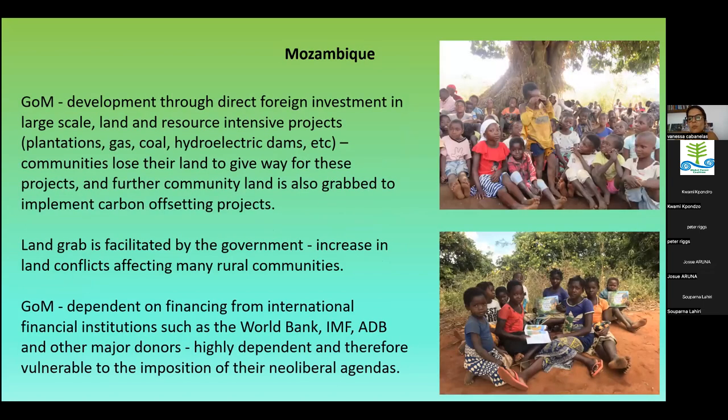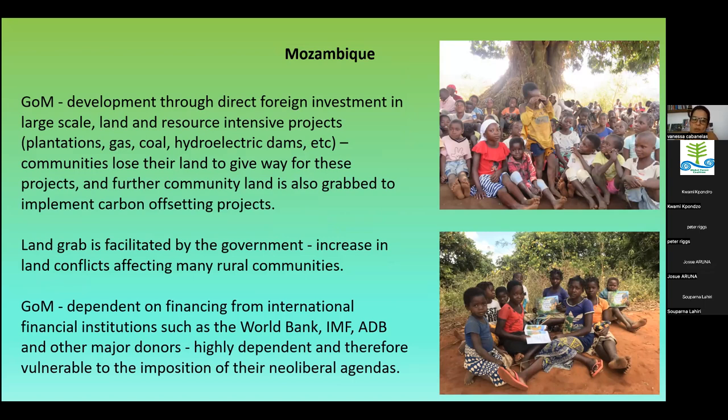The government of Mozambique believes that development of our country will be done through direct foreign investment, and this is mainly through large-scale land and resource-intensive projects: plantations, gas projects, coal, hydroelectric dams. This is all also being pushed by the need to secure energy, both regionally and also in Europe, given the latest developments of Ukraine and Russia. Unfortunately for Africa, we are in the spotlight as always.